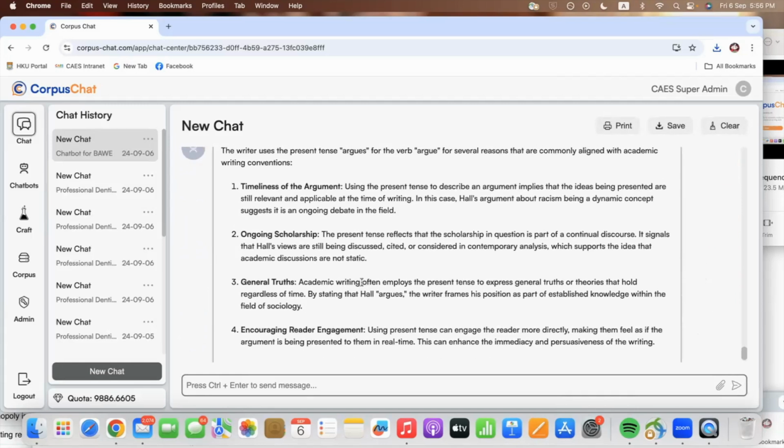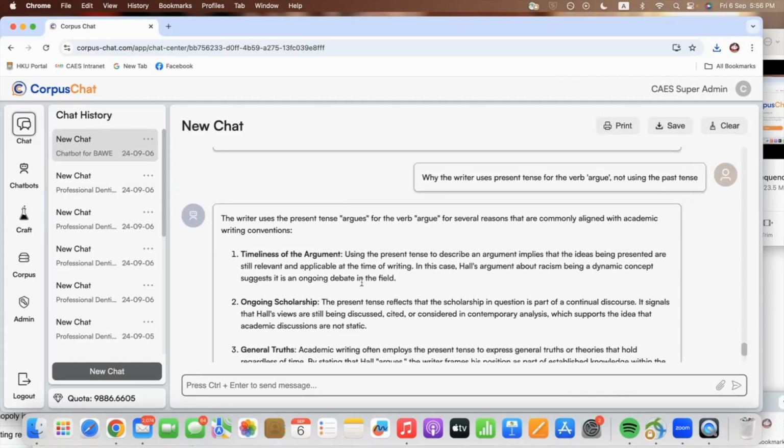Right? You can further ask AI, can you give me more examples of other citation verbs that are synonyms of argue and also used in the present tense? So this is actually very interesting, and then it can make the dialogues and learning experiences more meaningful and rewarding.